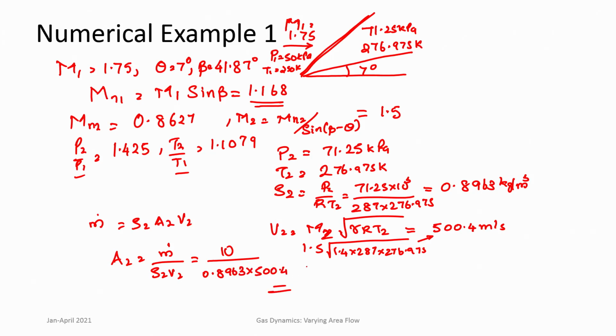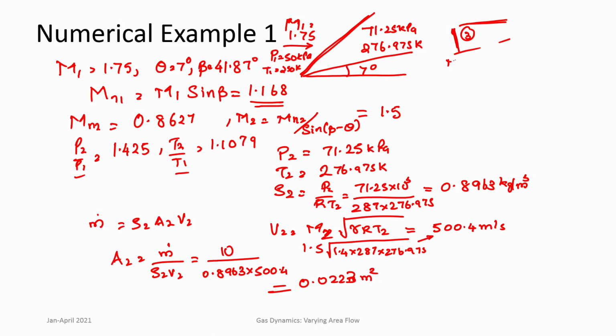This is 0.0223 meter square. So this is the area. So at this point the Mach number is 1.5. So at this point there is a normal shock. So you have a normal shock here. So this normal shock stands here. So we have to find out the properties across the normal shock in region 3.